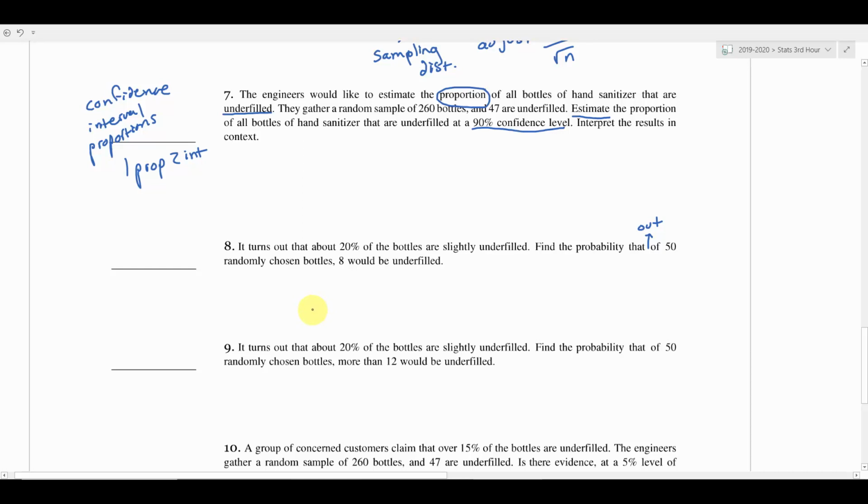So this is actually binomial if you think about it, right? Because I'm going to take a bottle and I'm going to weigh it, and it's either going to be underfilled or it's not. Okay, so this is binomial because it has 2 outcomes. We have a set number of trials. We're taking 50 bottles, and the probability of success is going to be the same for each one. There's a 20% chance that it's underfilled. So this is definitely binomial. And if we're thinking about it, the probability of success is 0.2. The number of trials is 50. And we want to find the probability that 8 of them are underfilled. So this is a binom PDF.